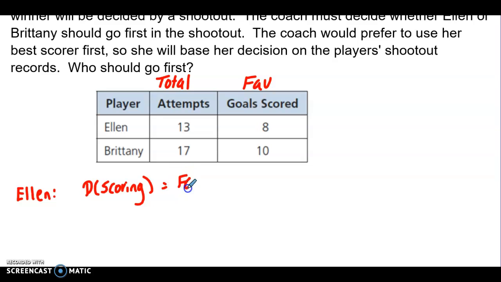Probability is our favorable over our total. Our favorable outcomes are 8 out of 13. And if we write that as a percentage, it is 61.5%.